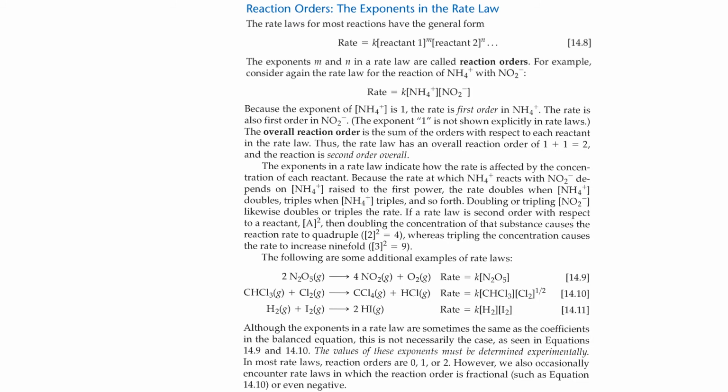If the rate law is second order with respect to the reactant A, squared, then doubling the concentration of that substance causes the reaction rate to quadruple. So 2 squared equals 4, whereas tripling the concentration causes the rate to increase ninefold. 3 squared equals 9. The following are some additional examples of rate laws.